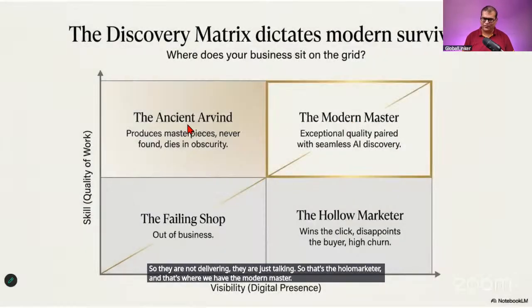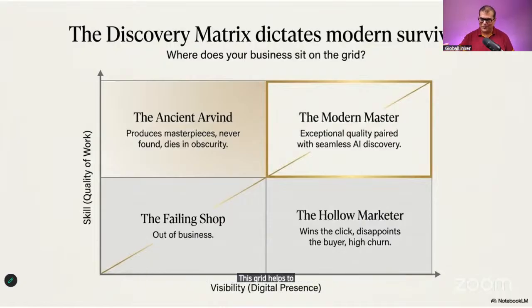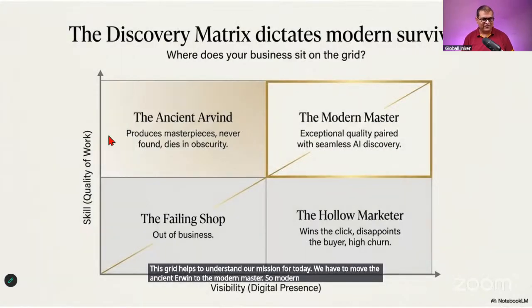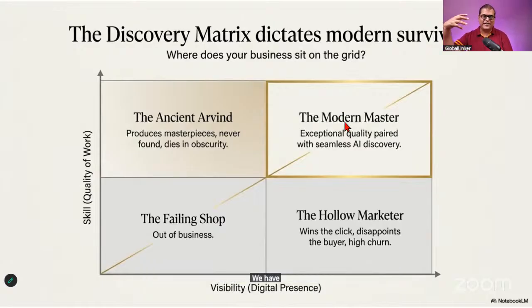And that's where we have the modern master. So basically what we have to do, and this is where this grid helps to understand our mission for today, is move the ancient Arvind to the modern master. The modern master is very good at skill and at the same time is very good at visibility. So that's the modern master we have to make. And how are we going to do that?